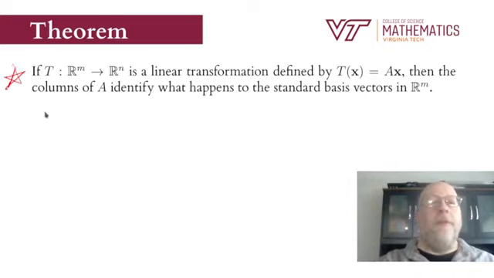This is the theorem. If Rm to Rn is a linear transformation, the columns of A identify what happens to the standard basis vectors in Rn. This is true in all cases.